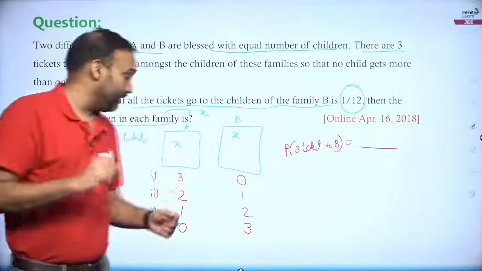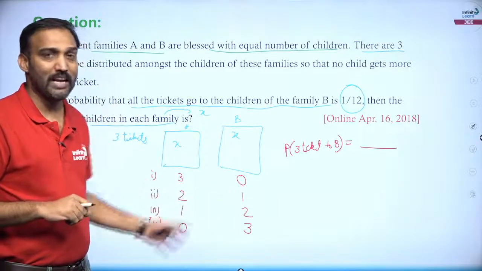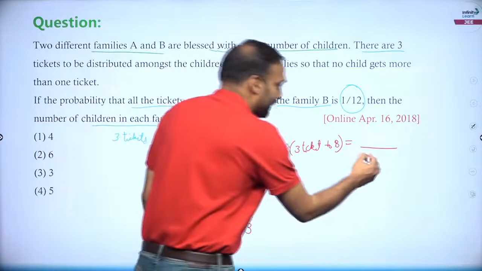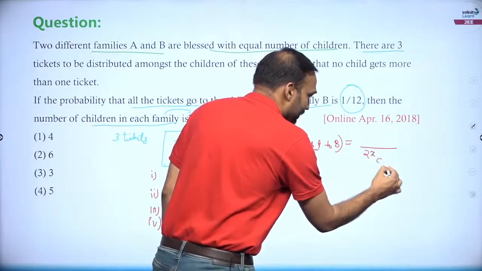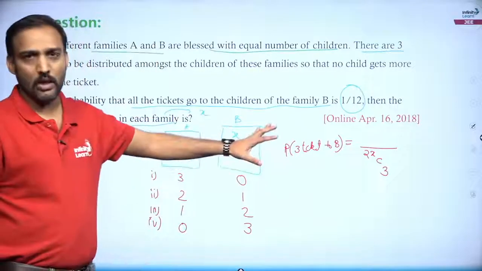So it is possible that you get 3 from the A. It is also possible you get 2 from A and 1 from B and so on. So total probability is 2x C3. Sorry, the total cases over here. You got the total outcomes?